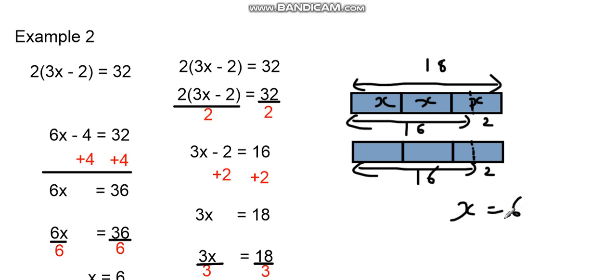And you can check this out. You can say, well, 6 add 6 add 6 is 18. Take off 2, because it was 3x minus 2, gives me 16. And 2 times that, 16 and 16 is 32, so we know it works. So, work through those examples.